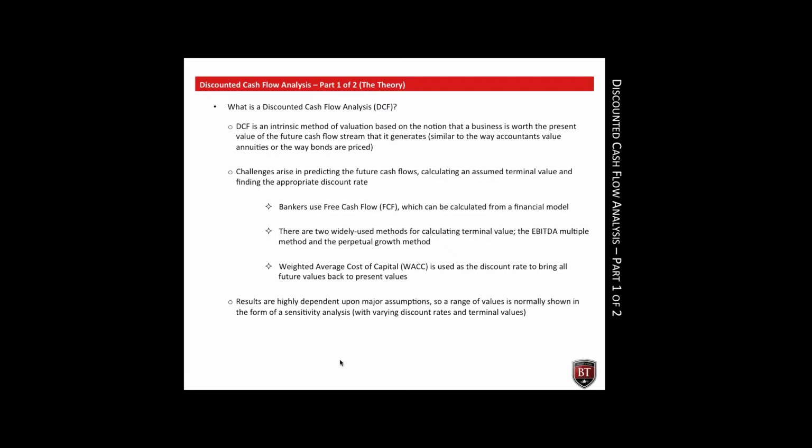In a DCF analysis, it's important to note that results are highly dependent upon the major assumptions that we make. So a range of values is normally shown in what's called a sensitivity analysis, with varying discount rates, varying terminal values, sometimes even varying operating scenarios for different revenue growth rates or profitability measures. We'll see in the next module how small changes to any of the assumptions can have large impact on the valuation.